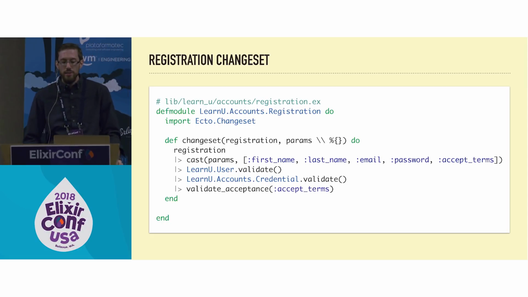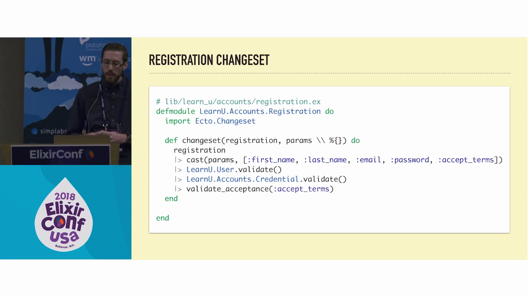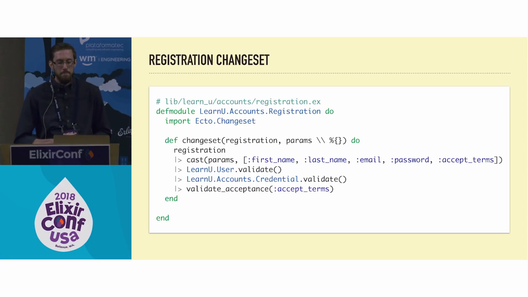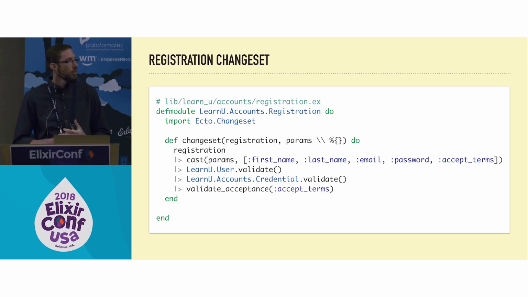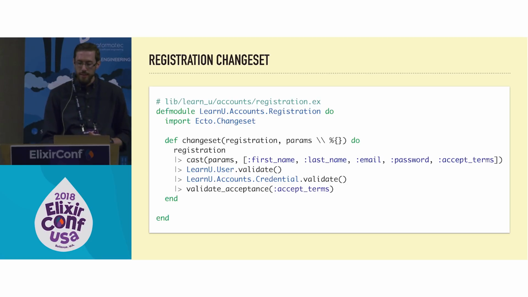Since the registration has its own schema, it should also have its own changeset function. This changeset function will cast the attributes as normal, but here you can see where I reuse some of the validation functions from my existing user module as well as the new credential module. Since they share the same fields and validation logic, I can pull this off. Now that I've shown the schema and changeset function, let me show you how I've persisted these changes in the database.